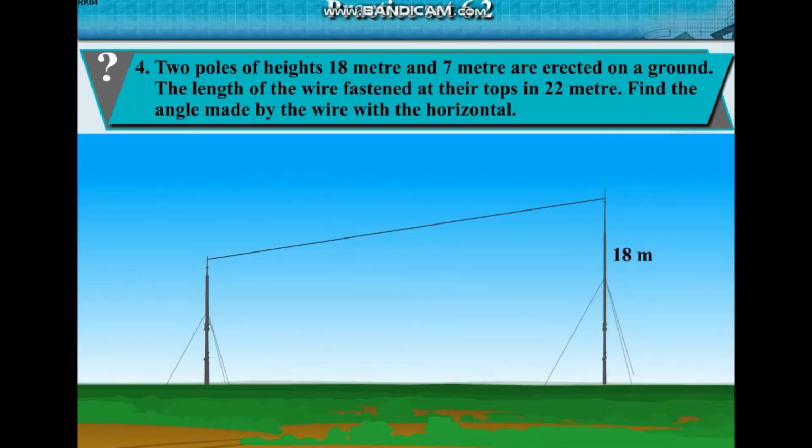Two poles of heights 18 meters and 7 meters are erected on a ground. The length of the wire fastened at their tops is 22 meters. Find the angle made by the wire with the horizontal.